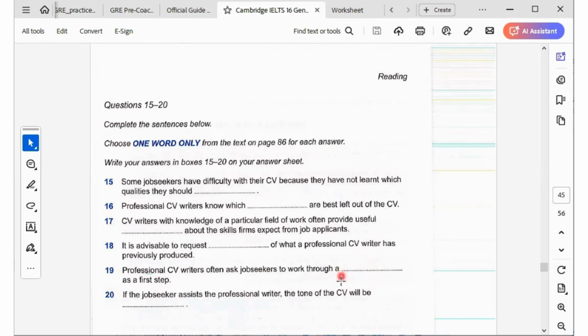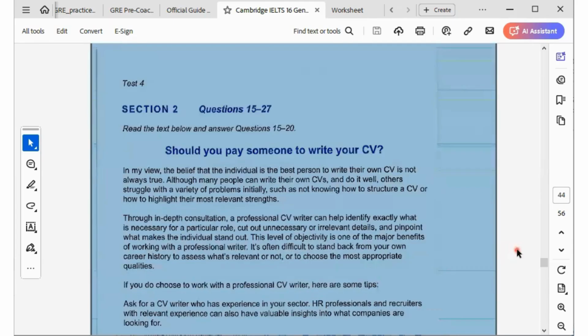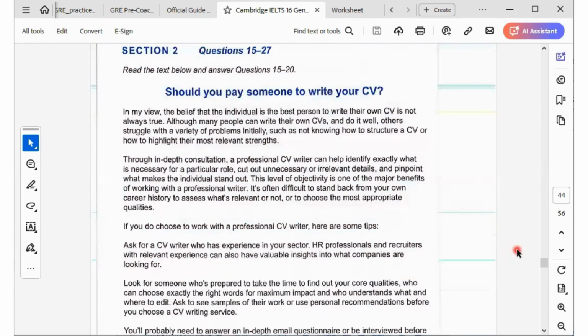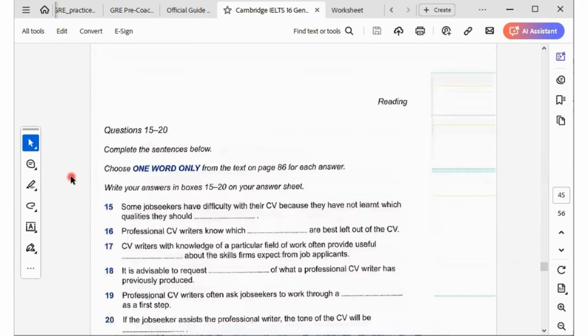That's going to be what? Questionnaire. And that's what we are going to write. You must spell it correctly. So my answer is questionnaire. That's going to be my word. All right? Then let's move on to the next question.